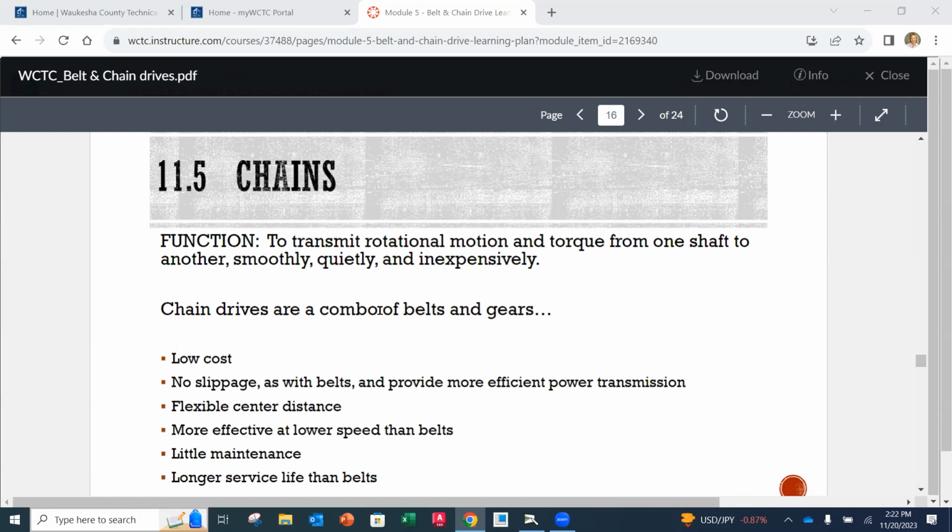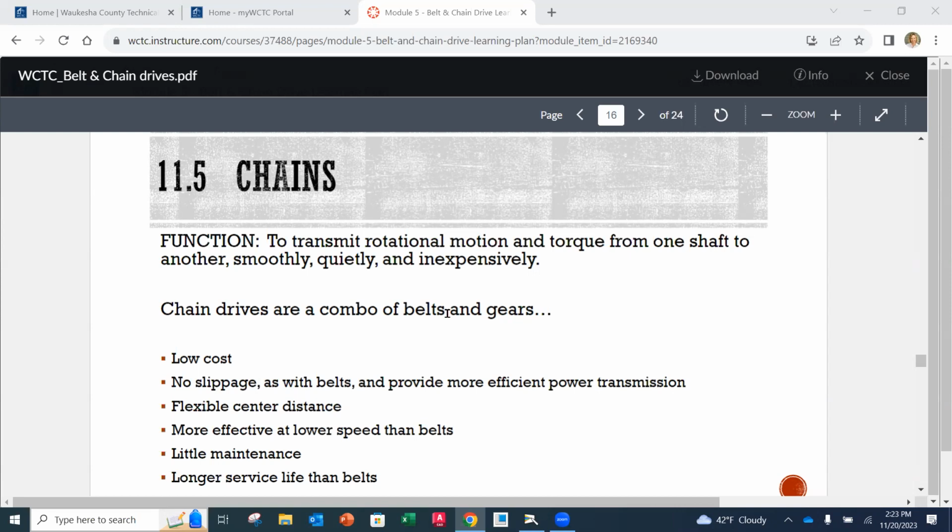So as with belts, especially when we had the V-belt types, we relied on friction to keep the belt in contact with the sheave. But now we're going to have teeth that are going to come up between our chain. And now this is going to kind of give us that non-slipping type of a drive. Okay. So with that, it provides a more efficient power transmission. Okay. We still get the flexibility of the center distance. So we have that ability to kind of go back and forth with that. Okay. And it's going to be more efficient at low speeds than what belts are.